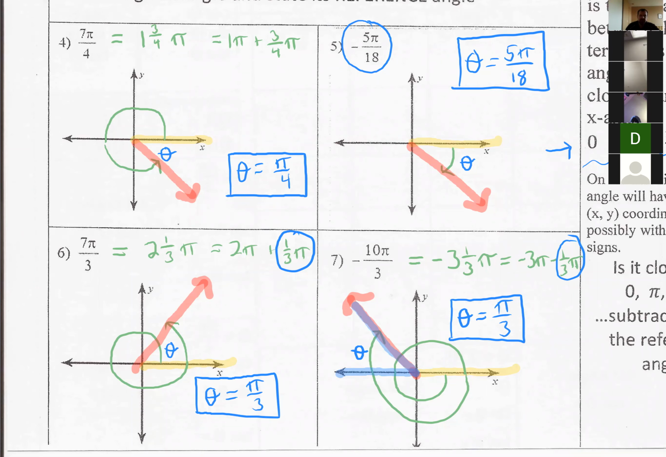I'm done with the x-axis. That was the last problem. Okay, any other questions?